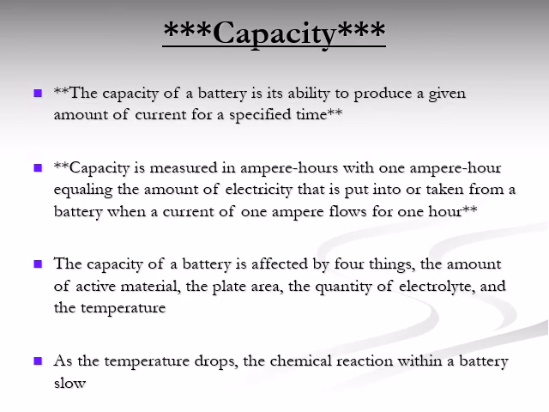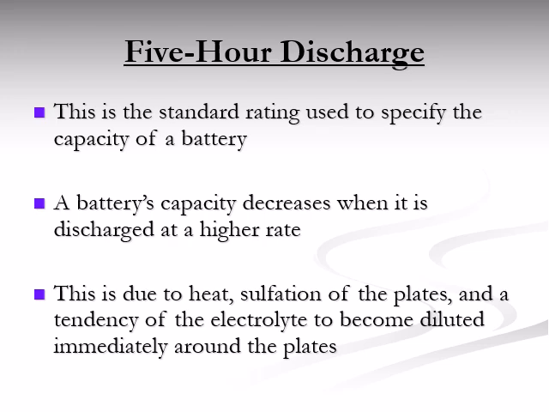Battery capacity is the amount of current a battery can deliver over time, measured in ampere hours. It's influenced by plate area, electrolyte, active material, and temperature. 5-hour discharge is the standard capacity rating. Higher discharge rates reduce capacity due to heat, sulfation, and localized electrolyte dilution.